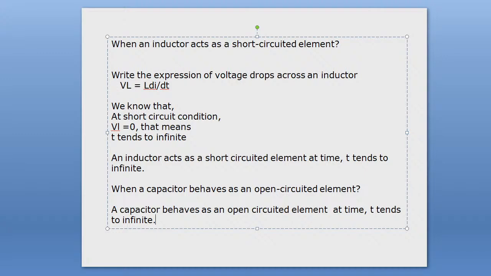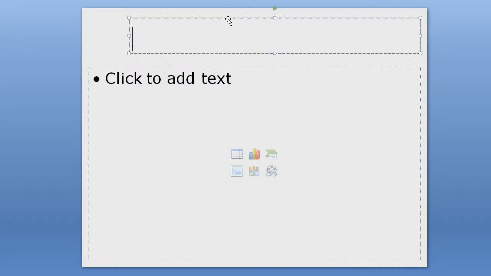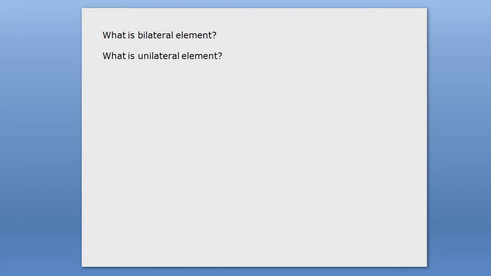Now you tell me what is a bilateral element and what is a unilateral element, and give examples of these two elements.